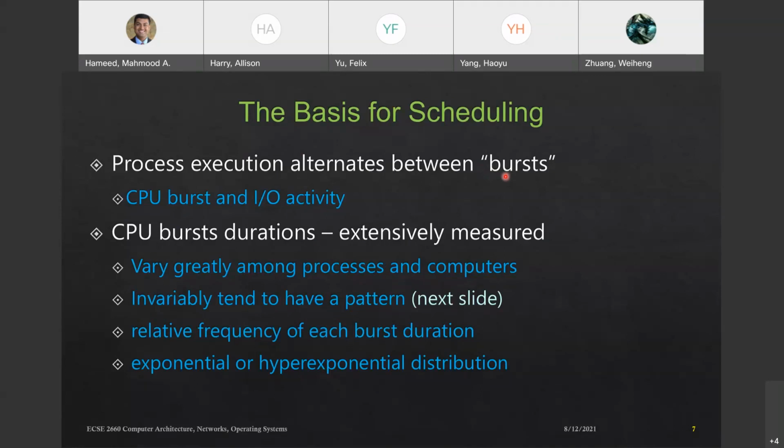The CPU burst durations are extensively measured. They have been documented. What we know is they vary greatly among processes in computers. They tend to have a particular pattern, and we'll take a look at that pattern on the next slide. In that slide, we'll take a look at the relative frequency of each burst duration, and it tends to have an exponential or hyper exponential distribution.